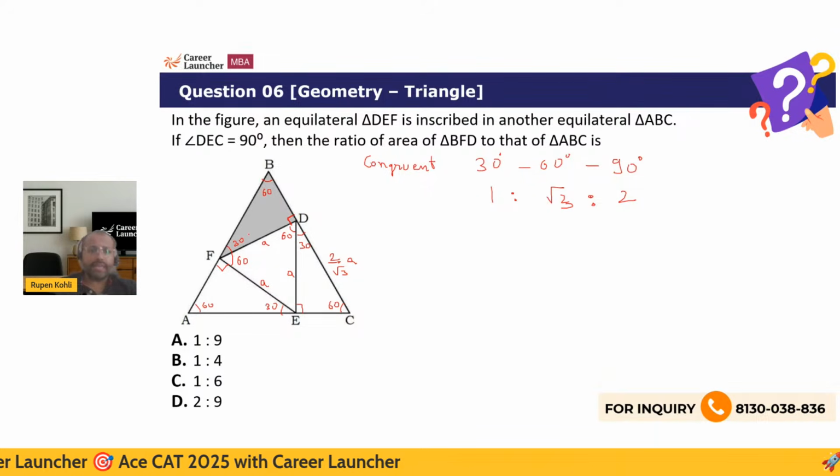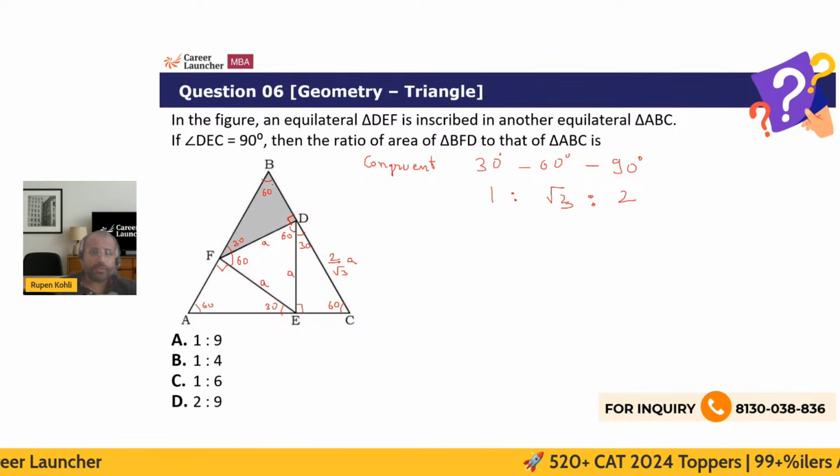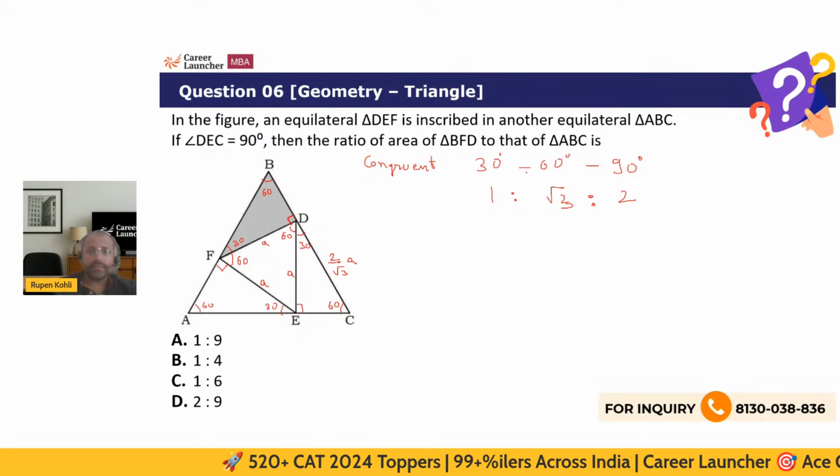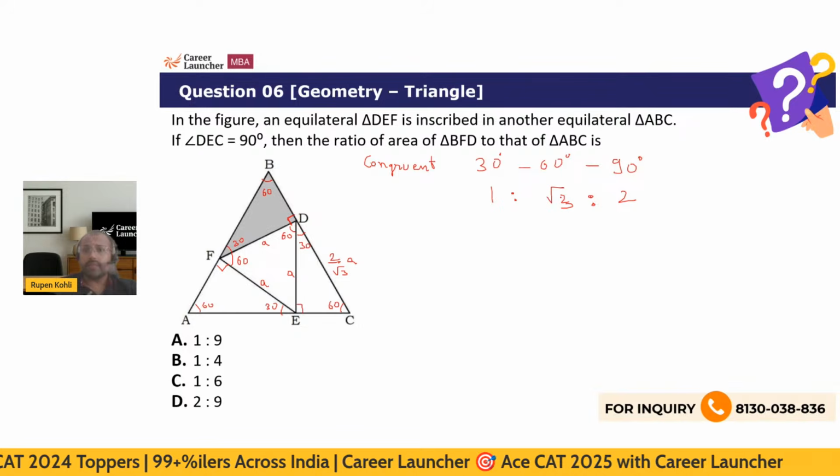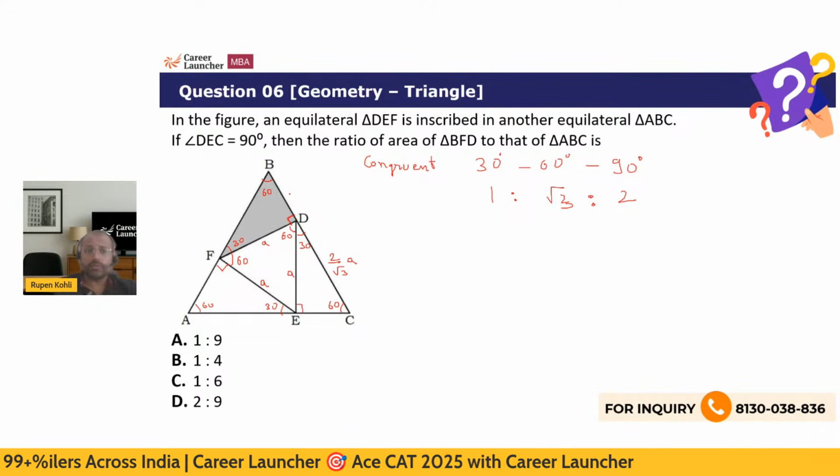Likewise in triangle BFD, this side A, which is FD, is opposite to 60 degree. So opposite to 30 degree, what about BD? 60 degree, 30 degree, root 3 is to 1. So 30 degree side should be 1 by root 3 times of 60 degree. So this side should be A by root 3.